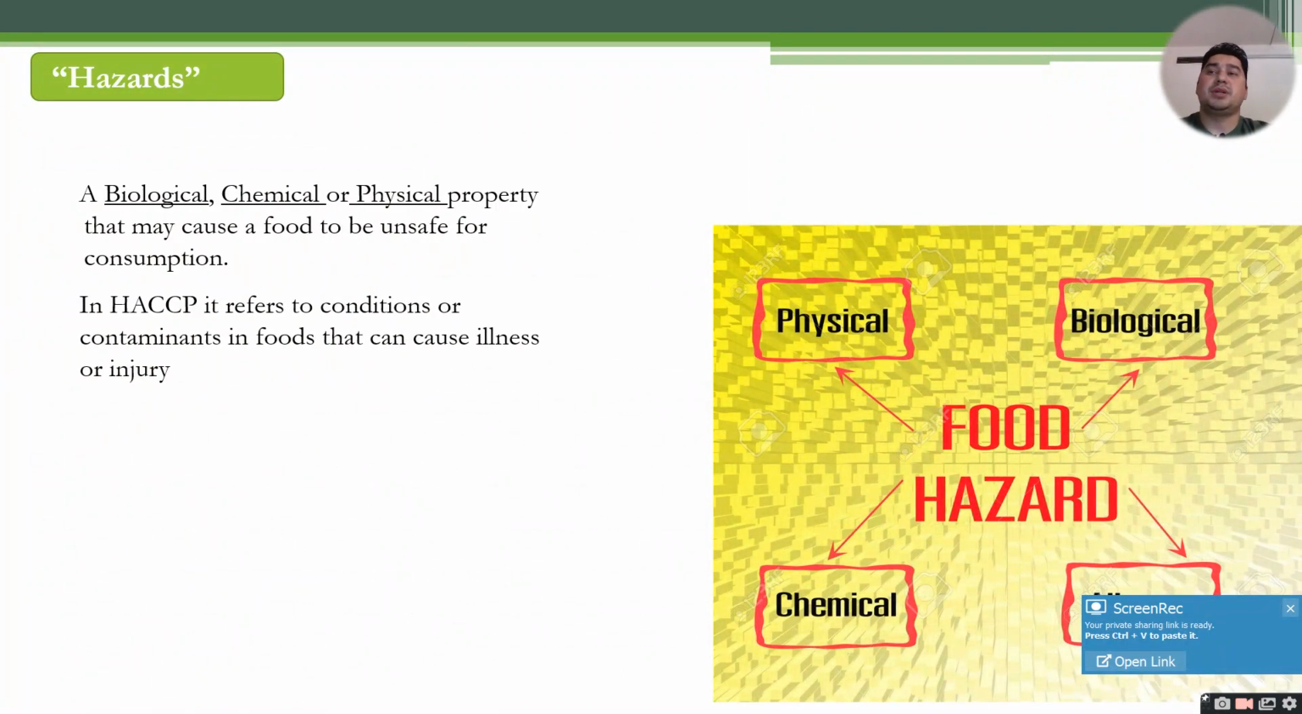So, hazards. What is the meaning of hazard? Hazard: a biological, chemical, or physical property that may cause a food to be unsafe for consumption. We can say that a hazard is anything which can cause harm. In HACCP, it refers to conditions or contaminants in foods that can cause illness or injury. So that is a hazard. As we know, for food safety there are 4 hazards: physical, biological, chemical, and allergen.